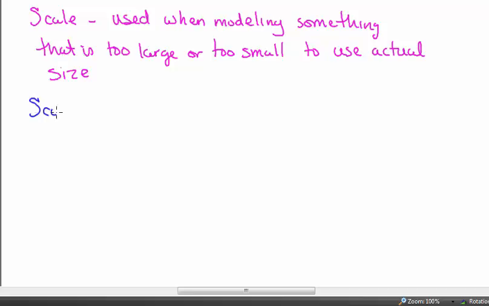Now, a scale model is an actual 3-dimensional representation of an item.